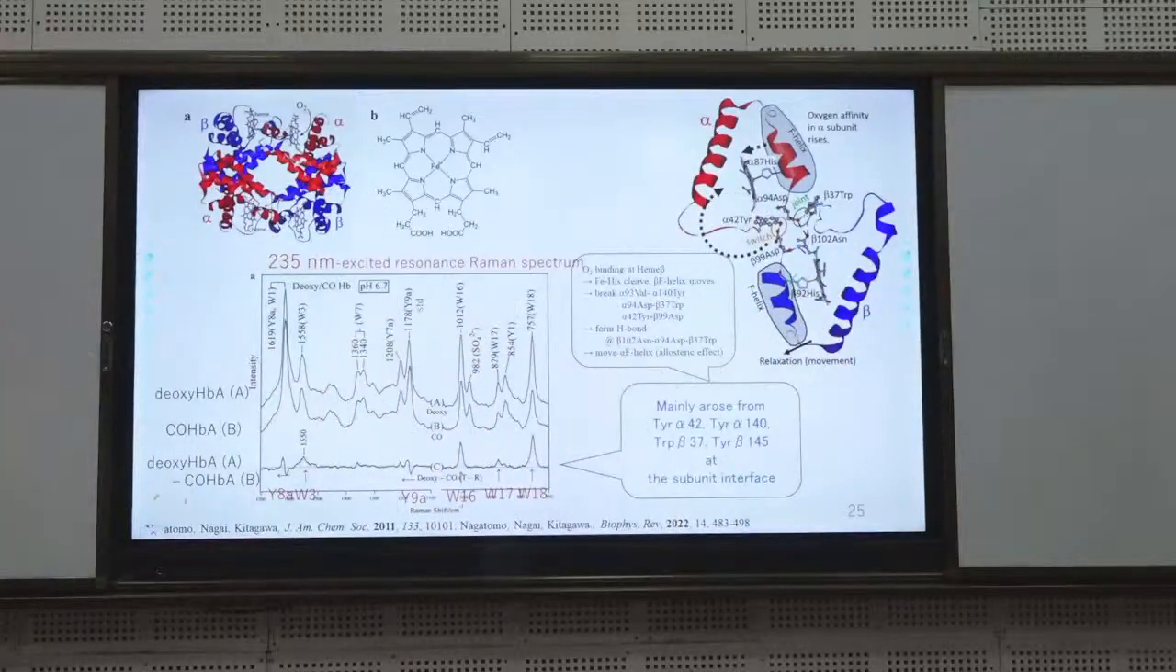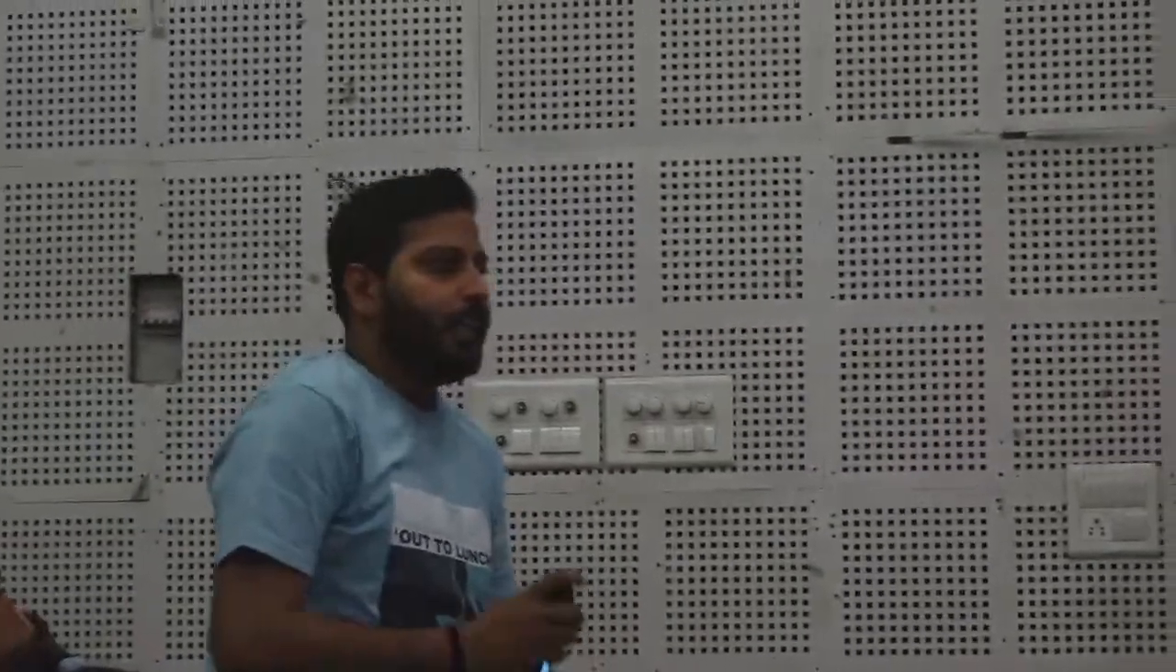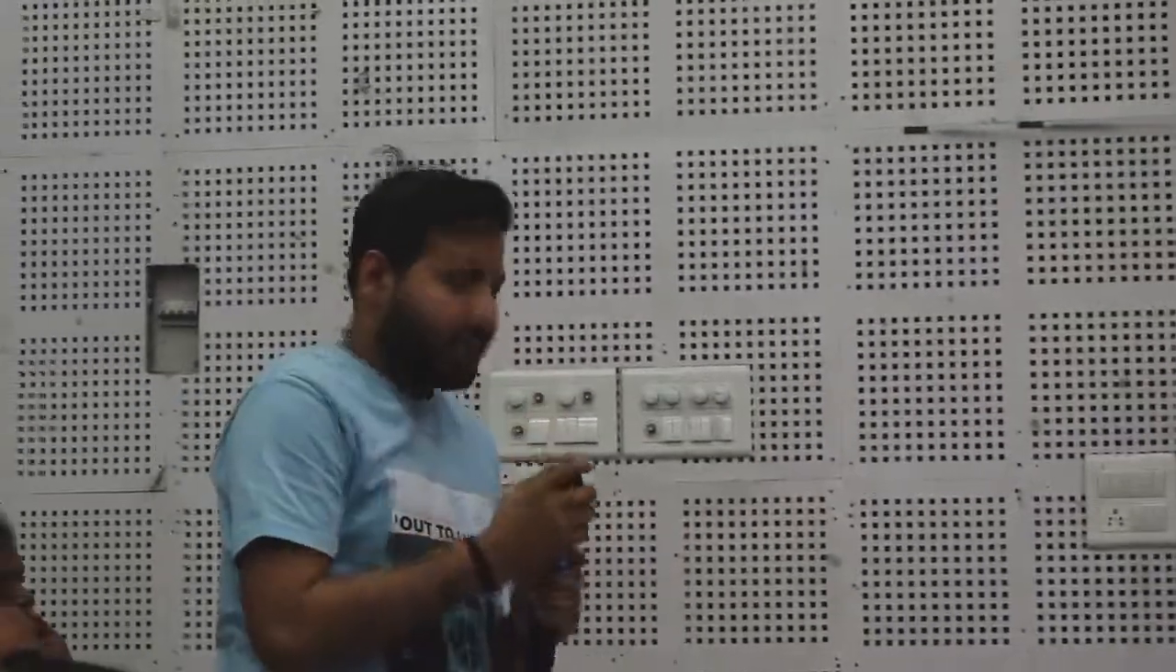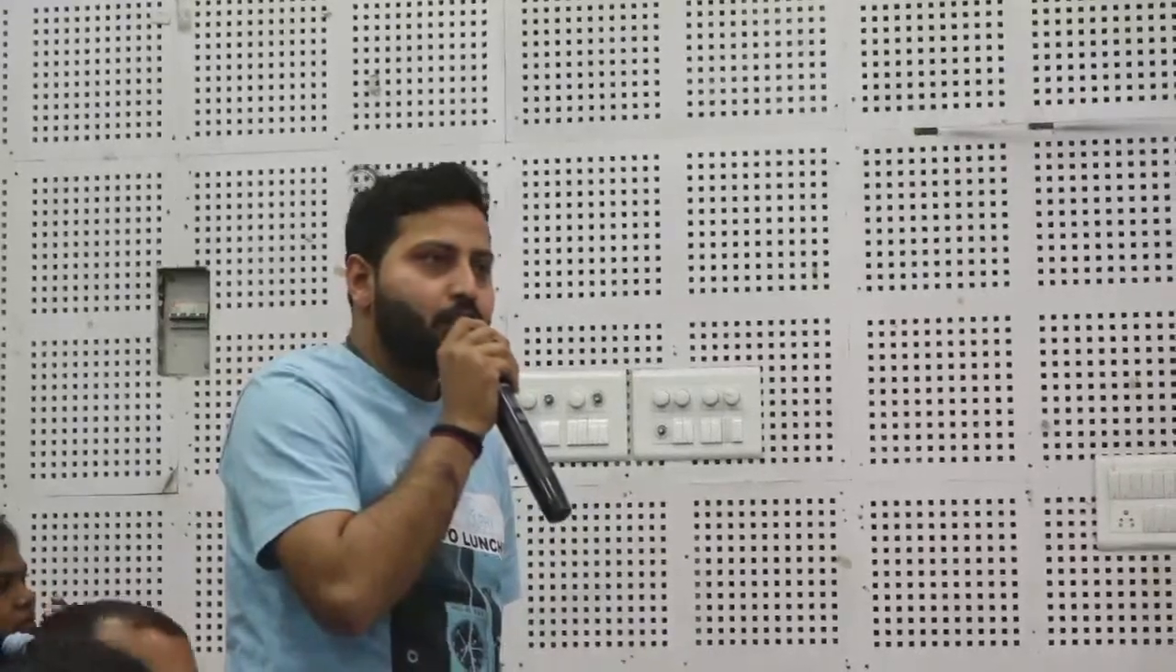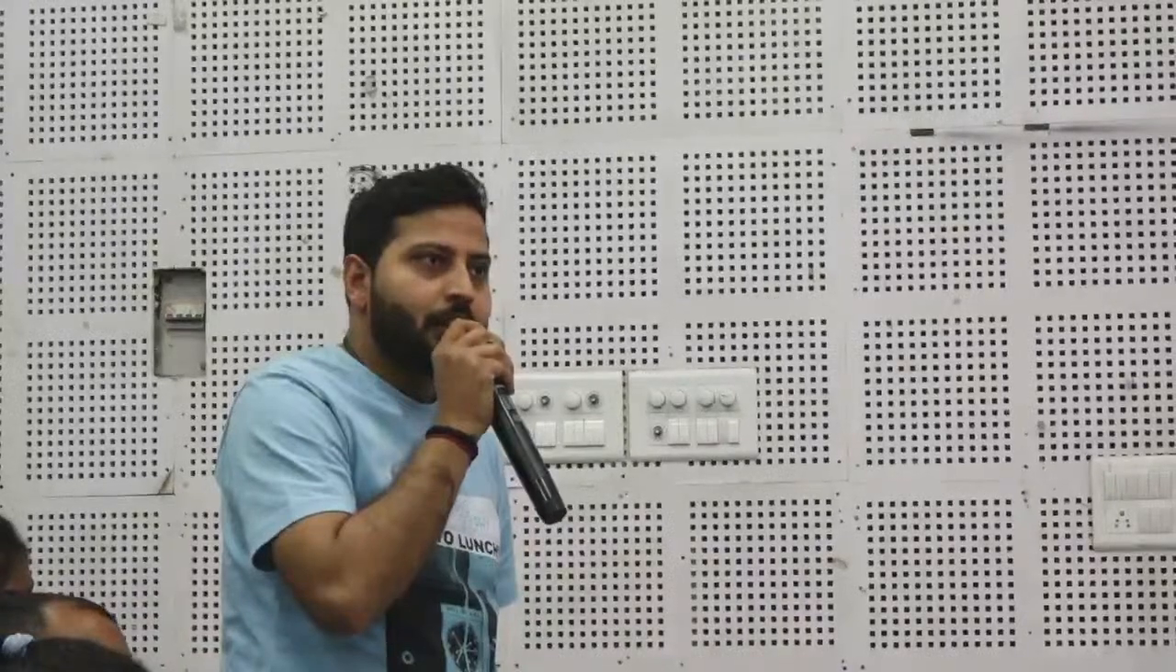So I have one question. When you are deciding the excitation source for every biomolecule, you are taking the absorbance band as a reference, and then choosing the excitation source for each biomolecule. So as the excitation source is at the absorbance peak, is there no fluorescence background coming during the Raman?